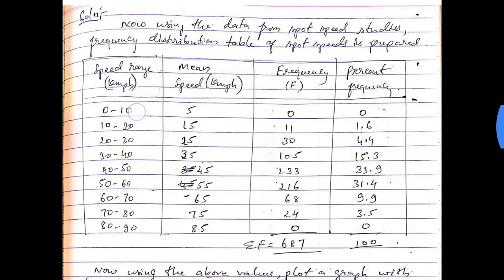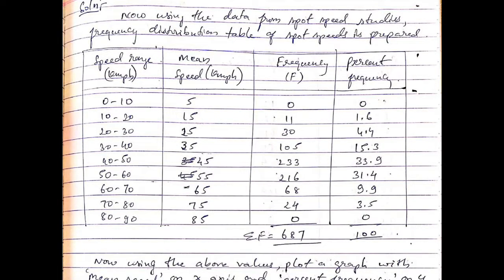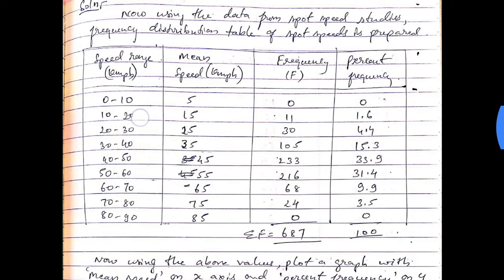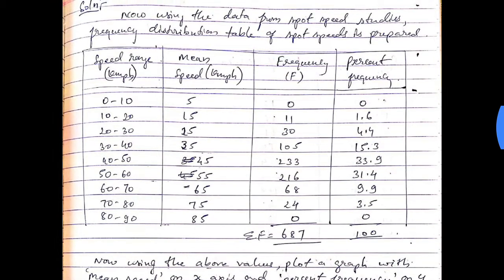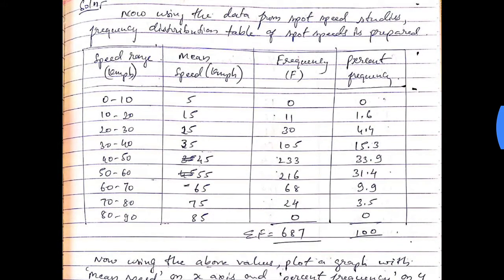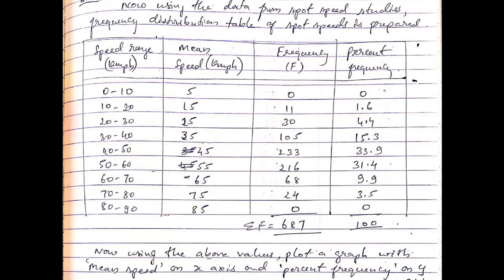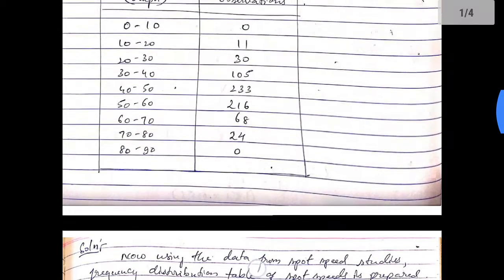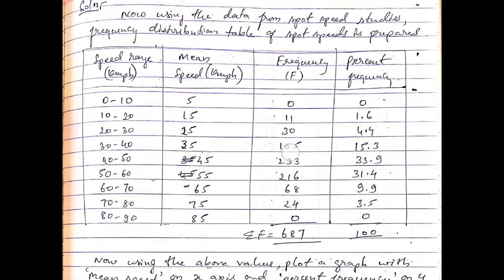0 plus 10 divided by 2, it is 5. Next for 10 to 20, it would be 15, since 10 plus 20 divided by 2 is 15. Similarly, you can do for all these speeds: 15, 25, 35, 45 and so on up to 85. These are the mean speeds. Now the frequency is given in the question. So here are the frequencies.